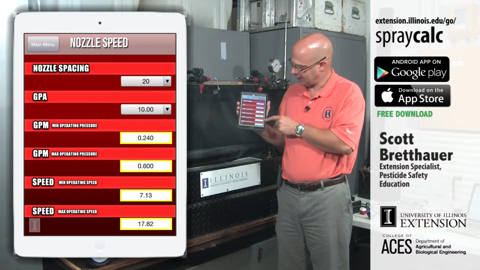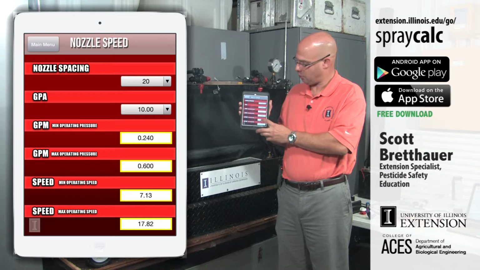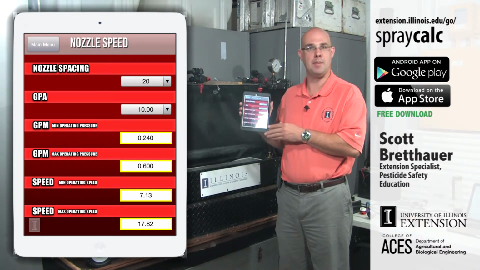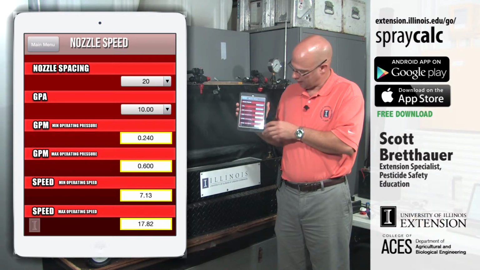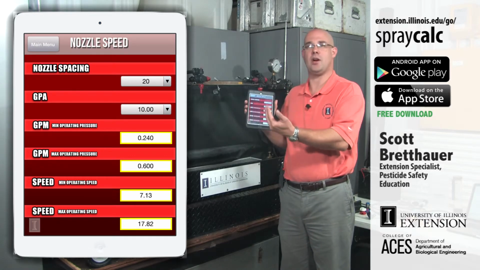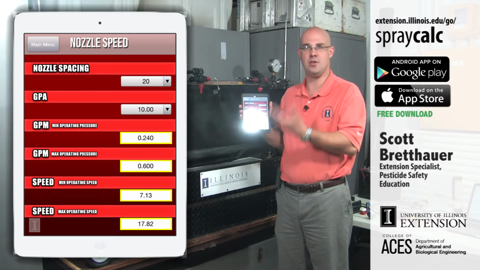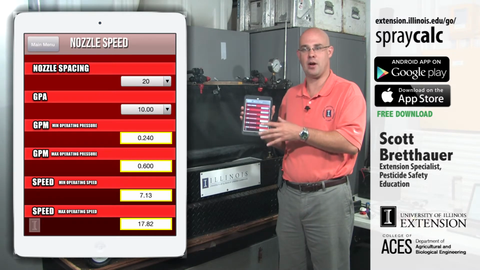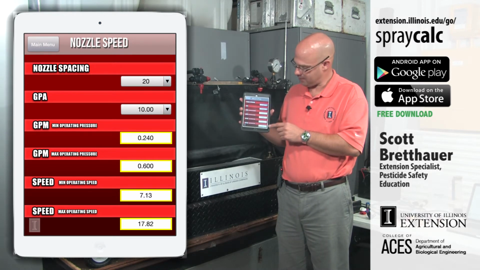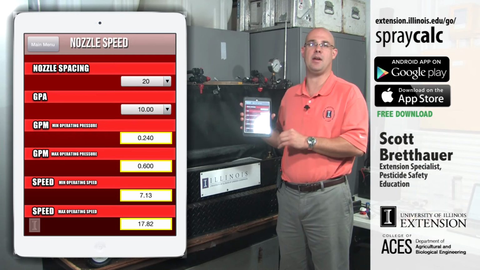And what the app has calculated then is the minimum and maximum speed. If I drop below 7.13 miles per hour, then the pressure on that nozzle will fall below that minimum 15 psi. If I operate the sprayer at a speed above 17.8 miles per hour, the pressure on that nozzle would exceed the maximum operating pressure of 90 psi, so that I know that when I'm using this nozzle to apply 10 gallons per acre with an automatic flow control system, I need to keep the speed between 7 and 17, almost 18 miles per hour in order to stay within the pressure operating limit of that nozzle.